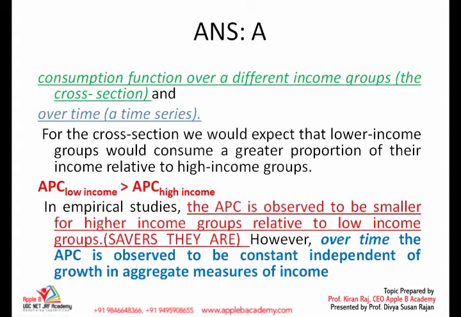Now for cross-sectional data, we would expect that the lower income groups would consume a greater proportion of their income relative to the higher income groups. So APC of low income is greater than the APC of high income. In the empirical studies, APC is observed to be smaller for the higher income groups relative to the low income groups because they are considered to be savers. However, over a period of time, the APC is observed to be constant, that is, independent of growth. Thus, in aggregate measures of income, because your APC is constant, it will not be considered.